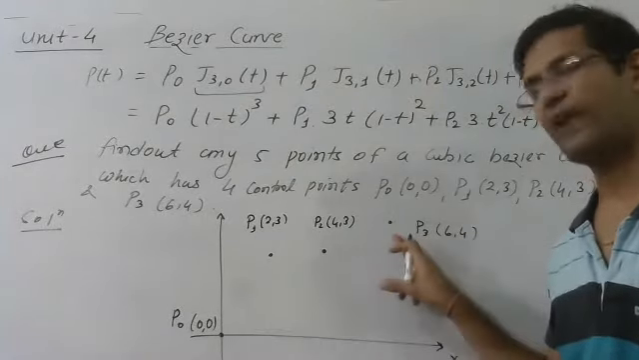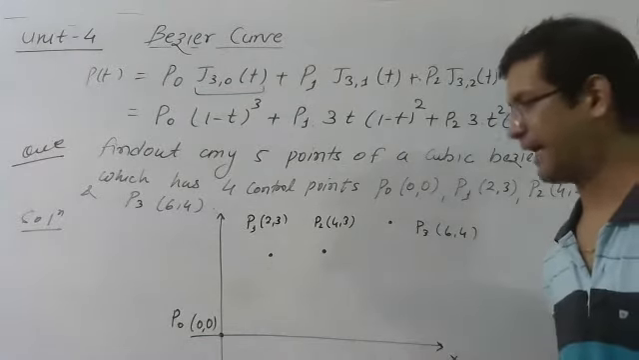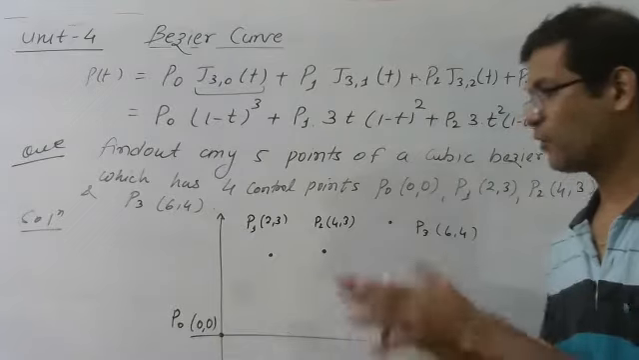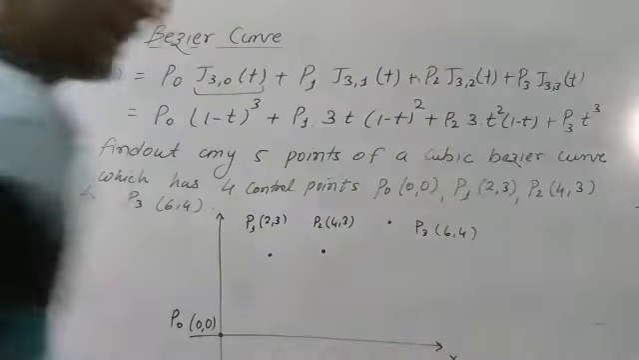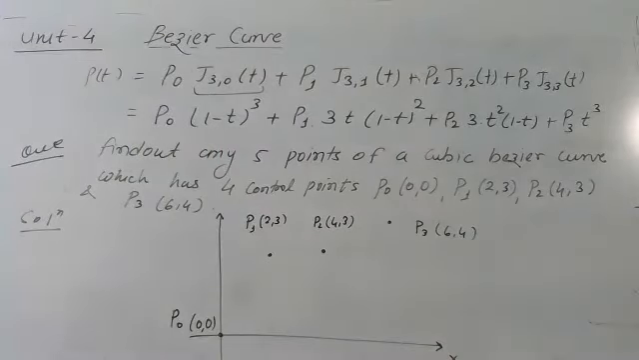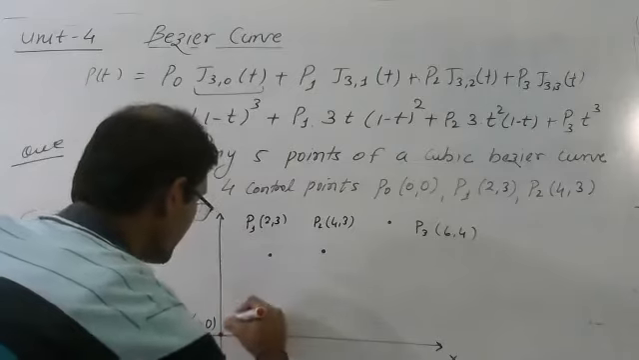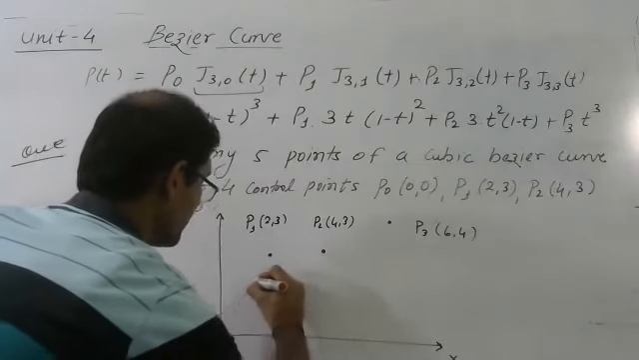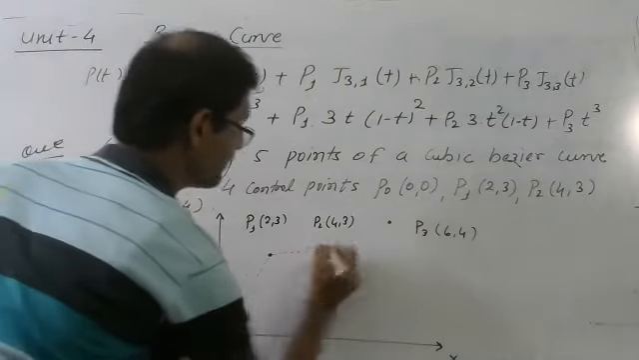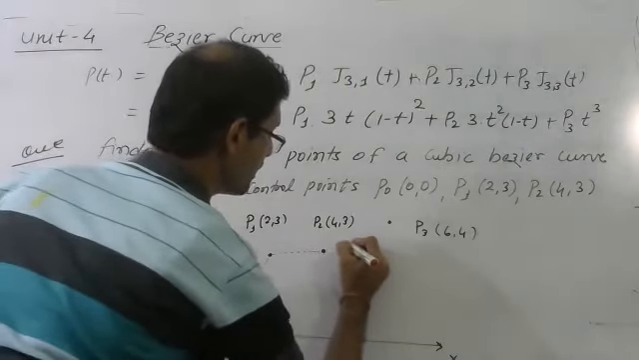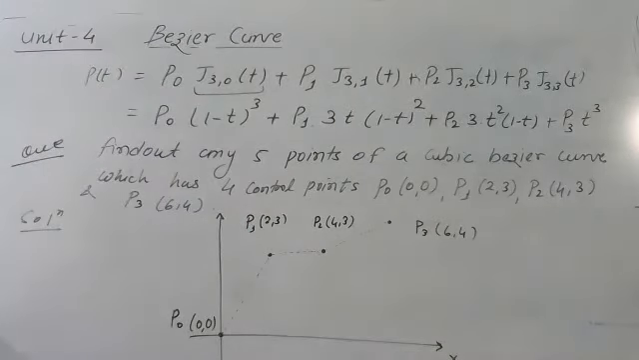इस कर्व को आपको फाइंड आउट करना है जिसको ये सारे कंट्रोल पॉइंट कंट्रोल कर रहे हैं, इसको अट्रैक्ट कर रहे हैं. So it is better to make a convex hull first. Convex hull क्या होता है? When we connect all the control points with the help of a straight line, then we will get a polygon, and that polygon is known as convex hull.